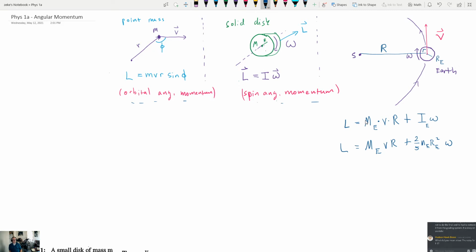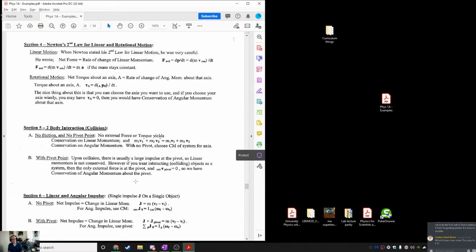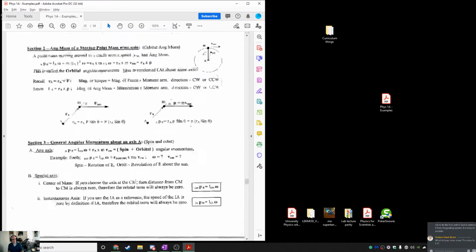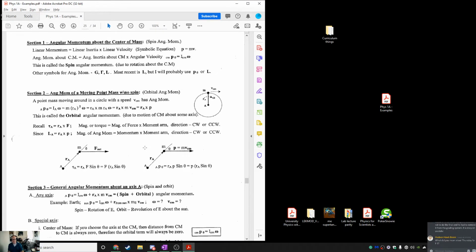Okay. Does anyone have any questions? Angular momentum is probably one of the more complicated topics that we've discussed in this class. There's a really nice summary of angular momentum in this document here. It covers what I just said, talking about angular momentum about the center of mass, using I omega, and angular momentum of a point mass with no spin. This is from the Phys 1A examples document. It's on Canvas.